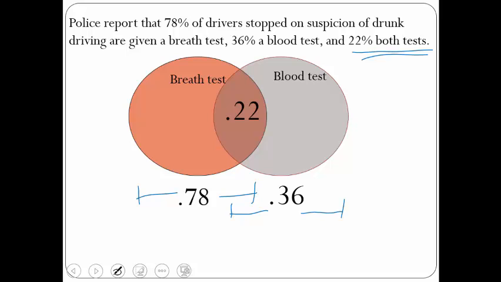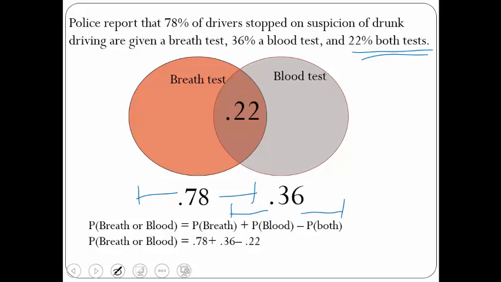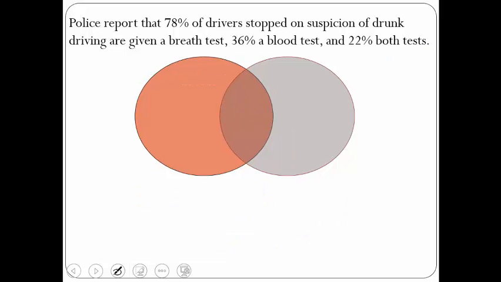So 22% do both. And some quick math would tell us, right, if we want to do the probability of blood or breath, that's the probability of breath plus the probability of blood minus both. So the probability that someone is given a breath or blood test would be about 92%.